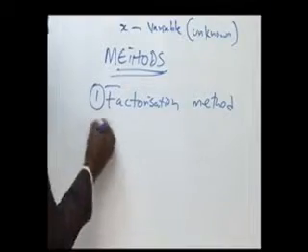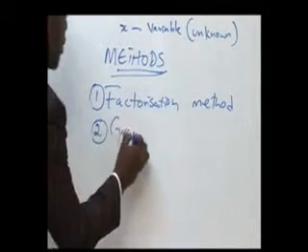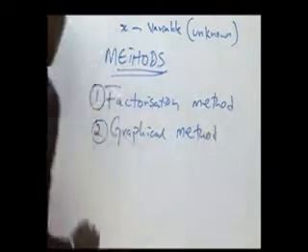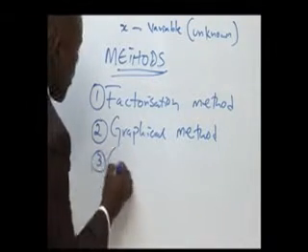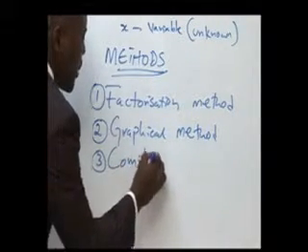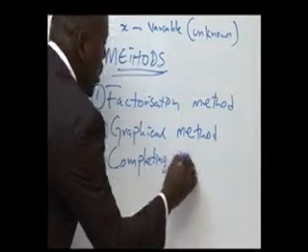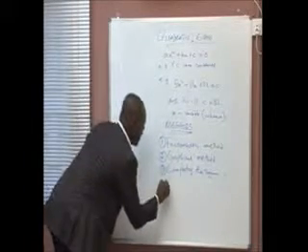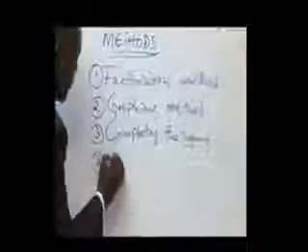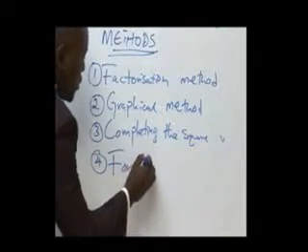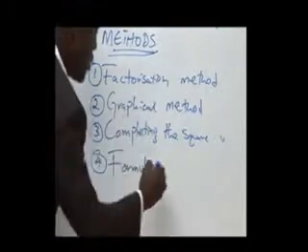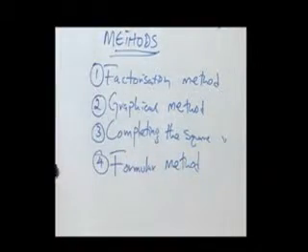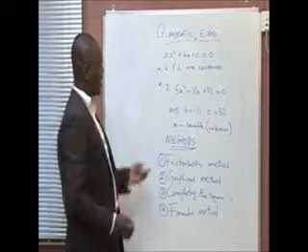The second method we can call the graphical method. Our third method will be completing the square method. And finally, the formula method, which all over the world students have decided to call the almighty formula. I wonder what is almighty about it. So to set out, we'll start with the factorization method.